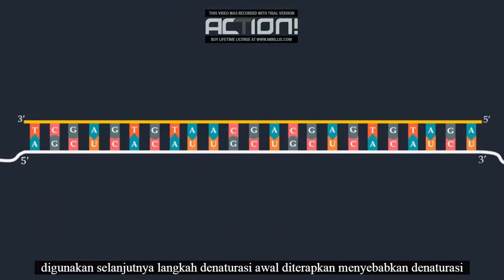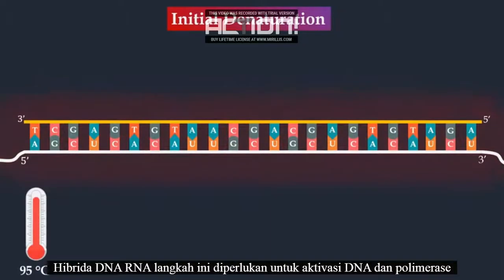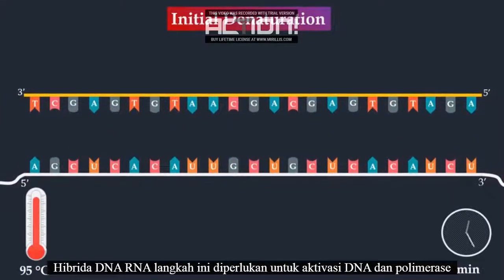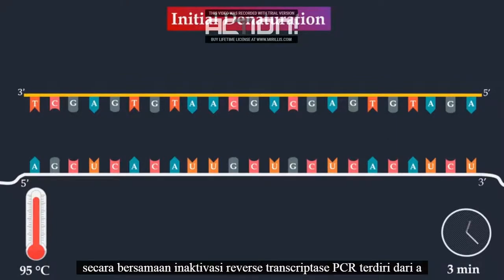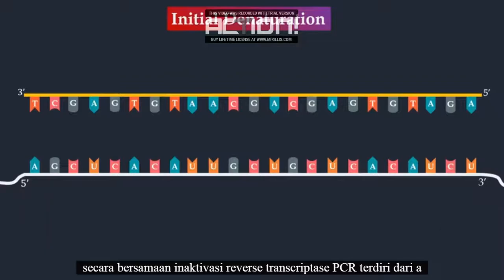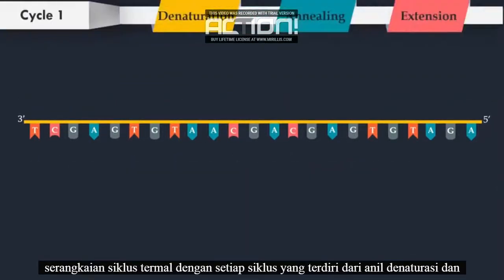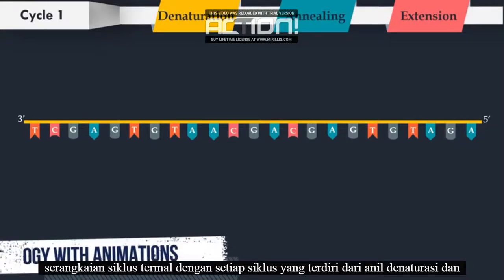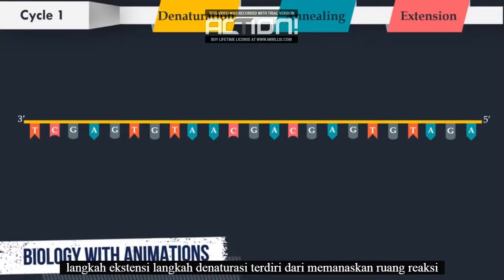Next, an initial denaturation step is applied, causing denaturation of the RNA-DNA hybrids. This step is required for the activation of DNA polymerase and simultaneously the inactivation of reverse transcriptase. PCR consists of a series of thermal cycles, with each cycle consisting of denaturation, annealing, and extension steps.